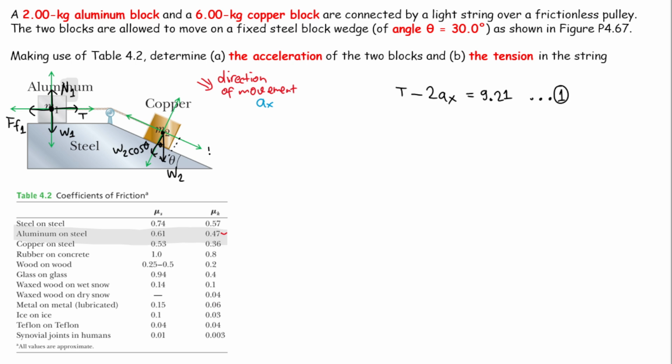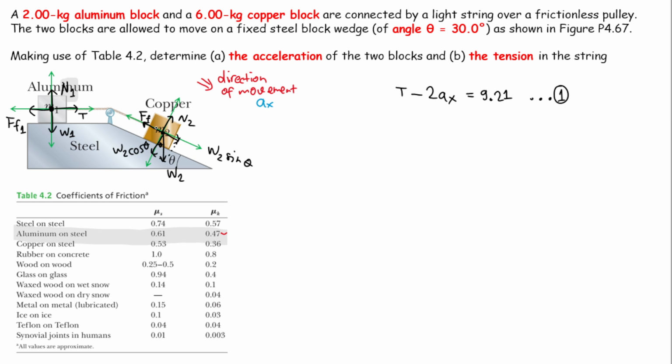But here I will have W2 sine of theta, right? That is the projection of this one to the x-axis like this. But then the steel on copper is also giving a normal force there, so I will have to name this as N2. And because the direction of the movement is here, we have the friction on the opposite side. So we will have this one as the force of friction here.